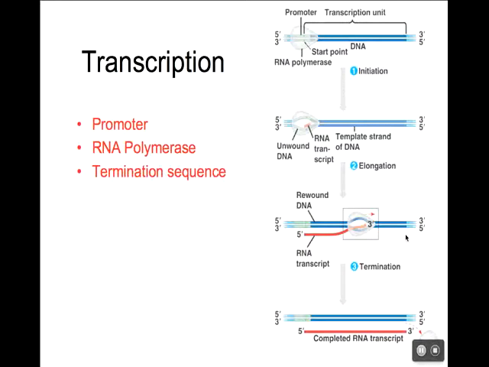All right, so RNA polymerase is the enzyme doing this job. It starts at a particular sequence in the DNA we call the promoter. That's a very specific sequence in the DNA where RNA polymerase will bind to start transcription.